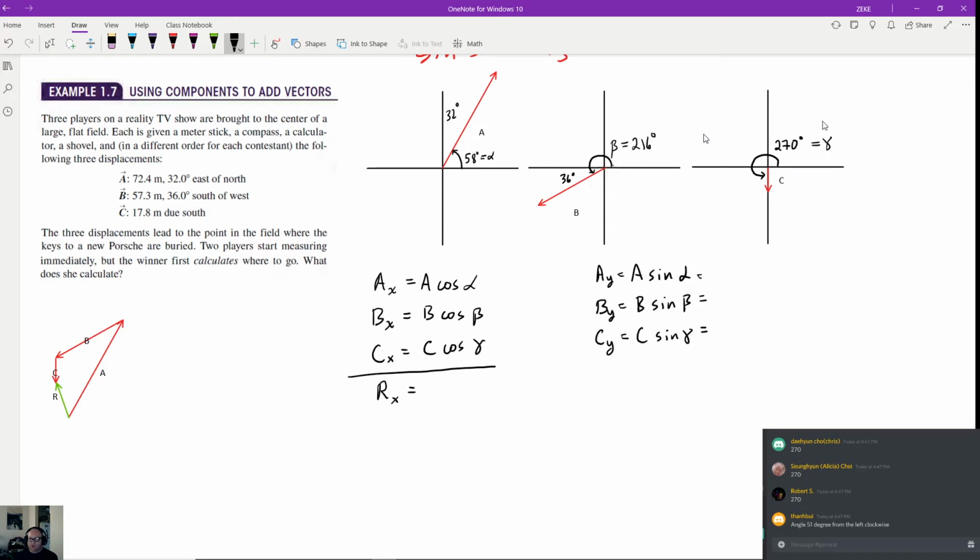Now, you can see all the numbers right here. I guess to save a little bit of time, I'll just say that's the value of a, that's the value of b, and that's the value of c. And I want you to just plug these in and calculate them for yourself. I'll go through one by one and calculate these, and I'll put the answers down. Just check for yourself that you get the same thing. So 72.4 times cos alpha is 58.